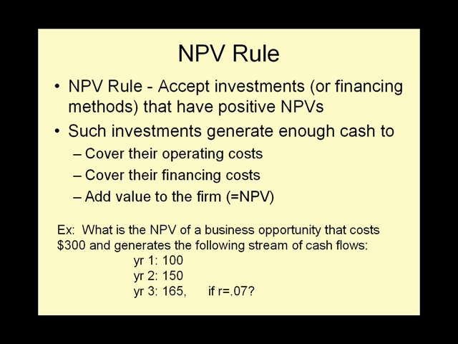Let's take an example of NPV. We want to know, what is the NPV of an investment opportunity that costs $300 and generates the following stream of cash flows? In year 1, $100, in year 2, $150, and in year 3, $165. And once again, our discount rate for this stream of cash flows is 7%.